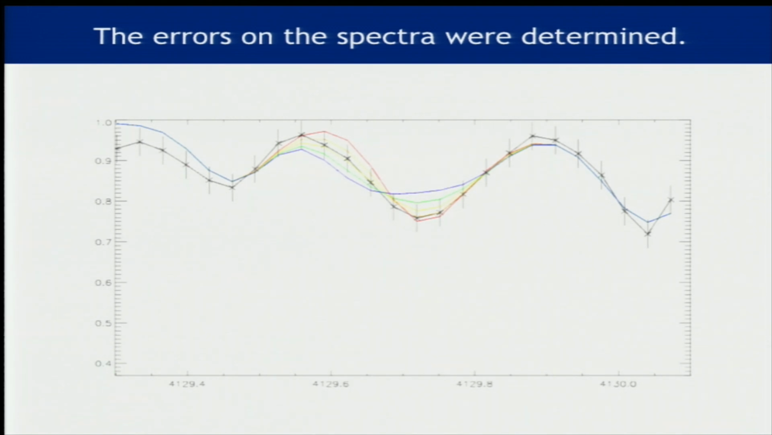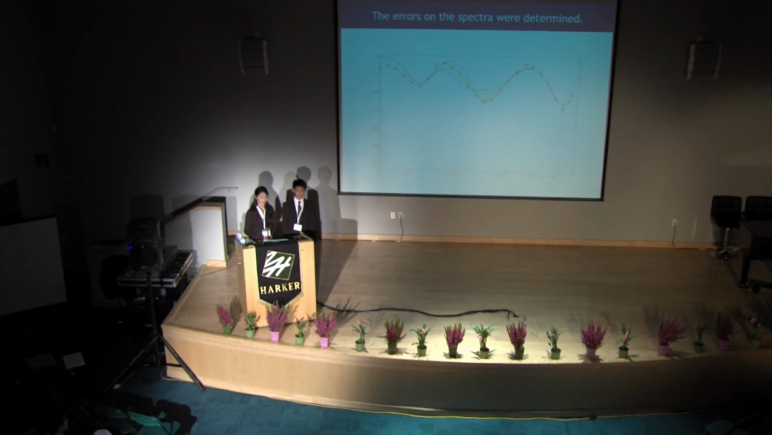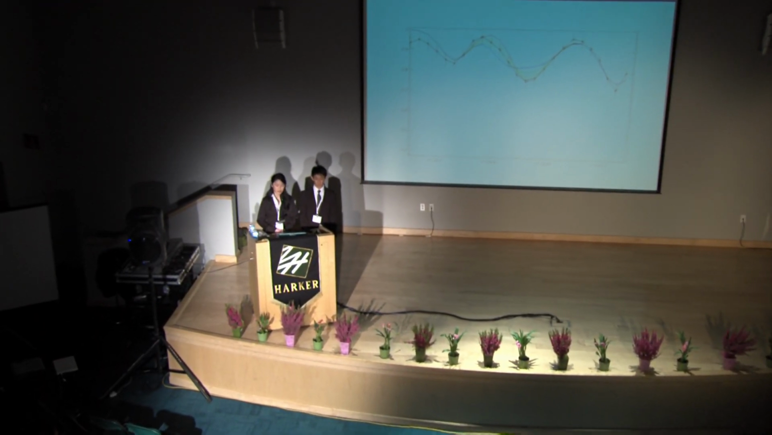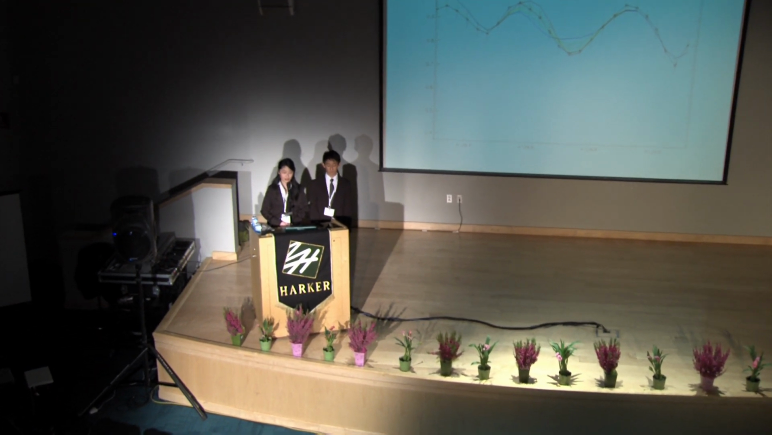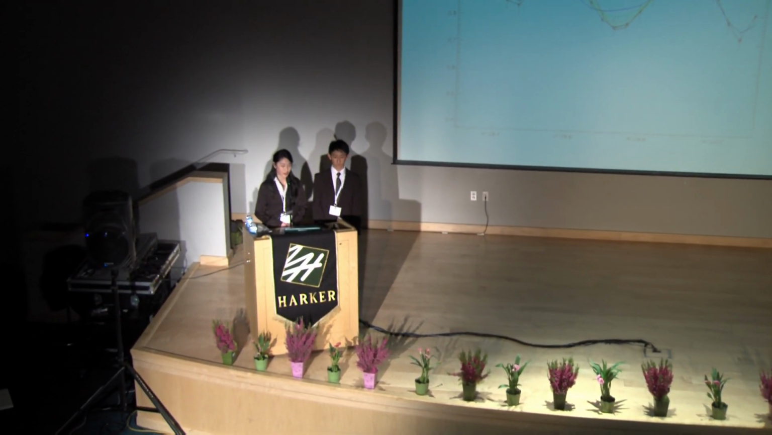We also determined the errors on our spectra, and this was determined through MPFIT as well. And even though the signal-to-noise ratio on our spectra was pretty high, we still went ahead to determine the errors because Europium has a lot of room for error since its lines are extremely weak, and typically in a spectrum, there's only one Europium line available for measurement.